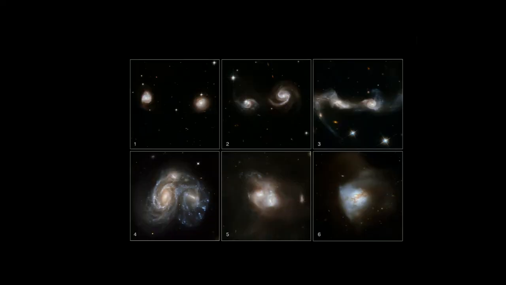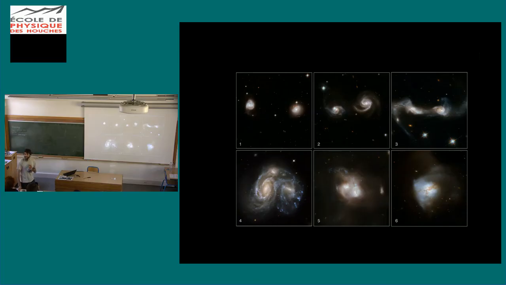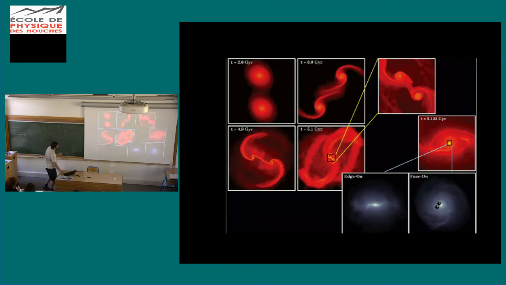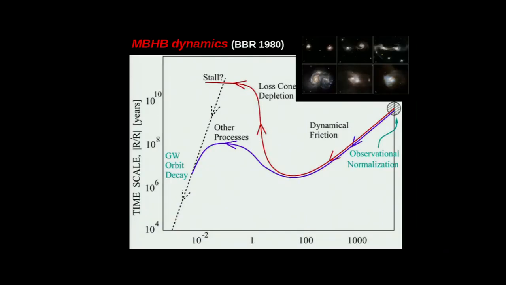And this is something similar to what you have already seen in this lecture. This is a sequence of a merger put together with 6 different pairs of galaxies, obviously, right? So you see the 2 galaxies approaching each other. You have the first flyby. You create these tidal tails, then you come back together, and you eventually merge into a single object. Okay, and this is the same kind of thing that you see actually in simulations.